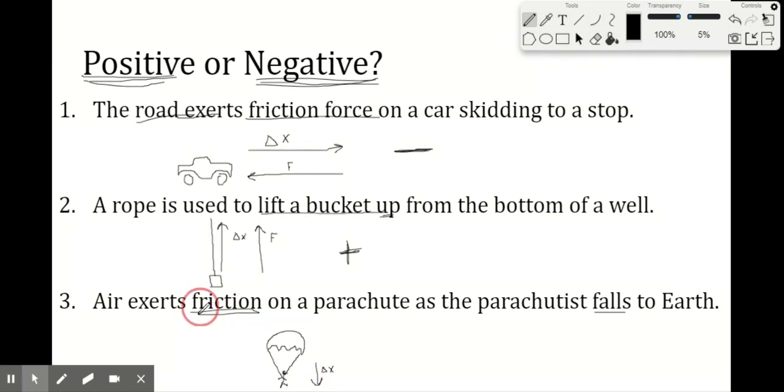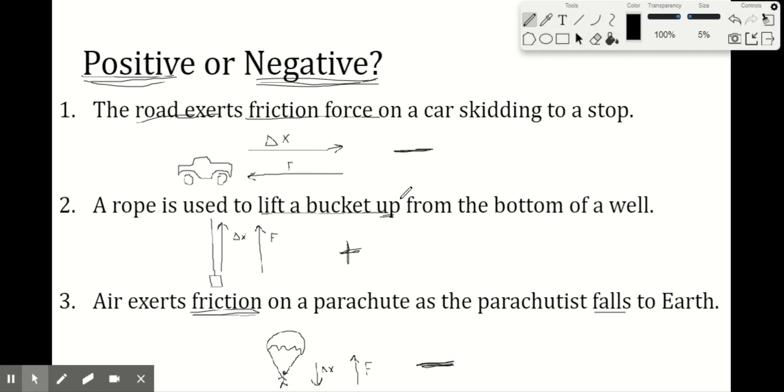And it also says that we have friction, so you need to think about friction. Is friction going to be resisting that motion, pointing up, or is it going to be working with it and pointing down? Friction is always resisting motion, so in this case our force, friction, is going to be pointing up. So change in position is down, force is up. Does that mean our work is going to be positive or negative? Just like in our first example, since the change in position and the force are opposite in direction, the work done is going to be negative.